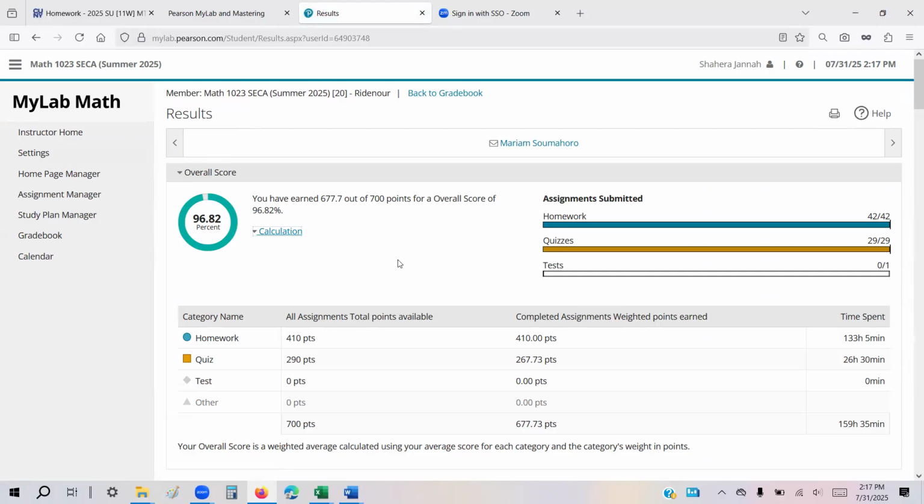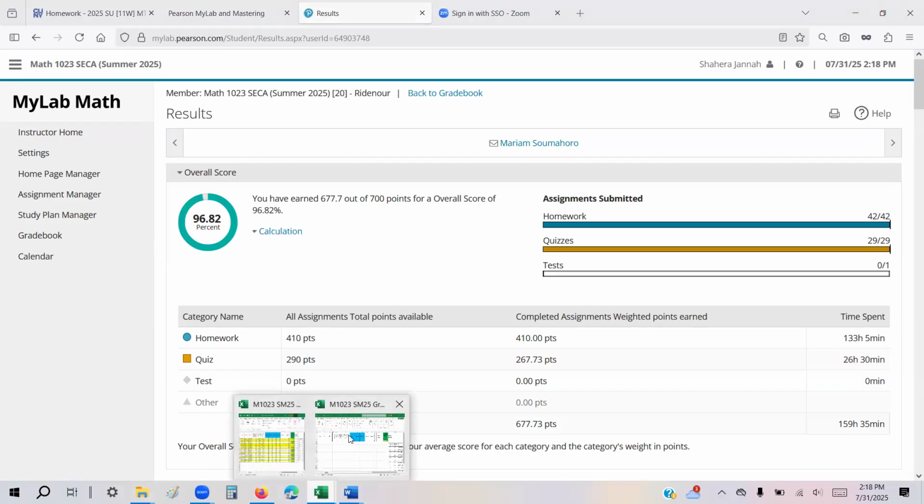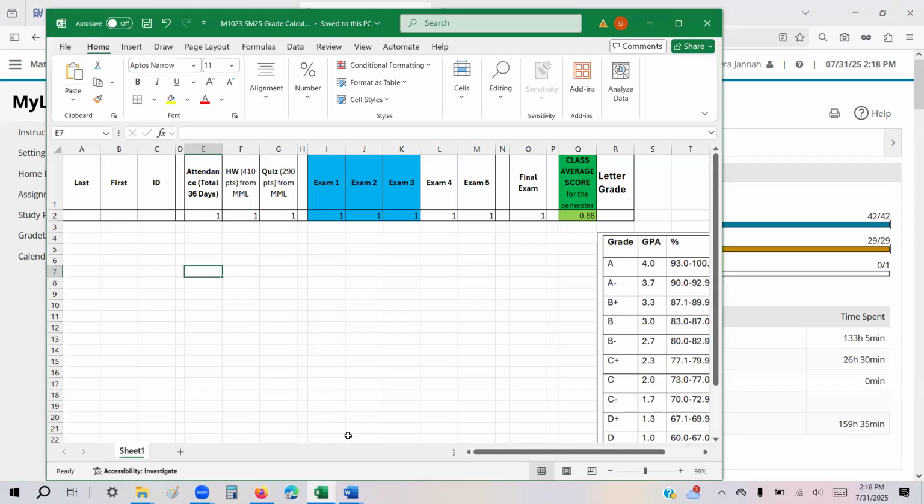So these are total points. 410 homework, she has all 410. Now quiz is 290. Currently she has 267. But you're going to improve, right? The more you improve, the better you'll be. So these are the total you need, and these are the total you have. So take these for the homework and quiz and paste them on MyMathLab homework and MyMathLab quiz. Okay? So you get them from MyMathLab.